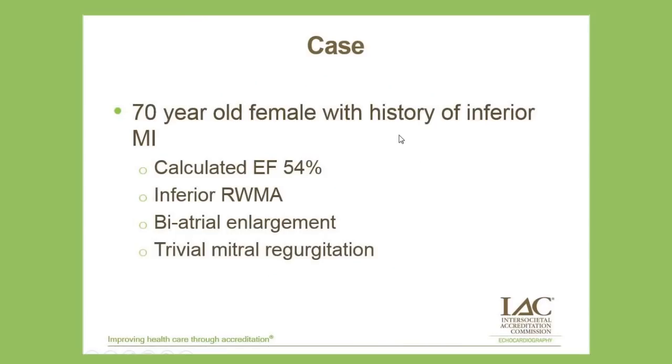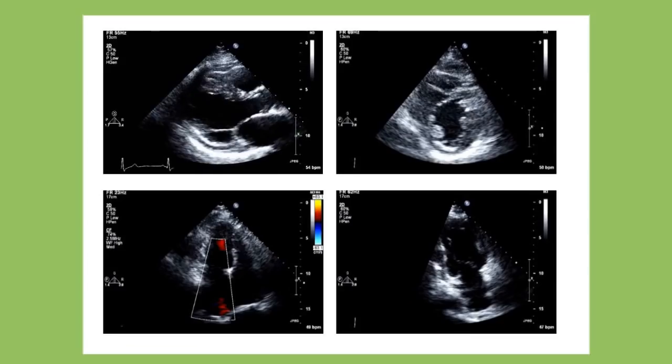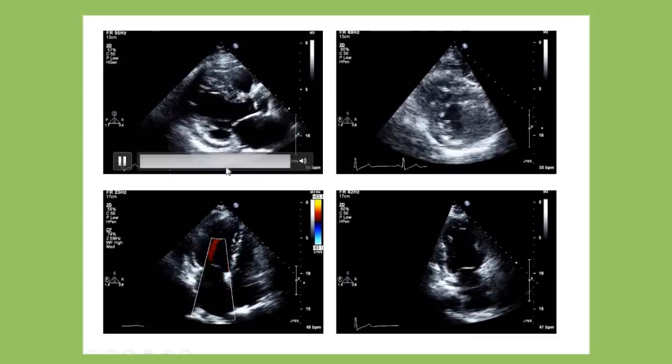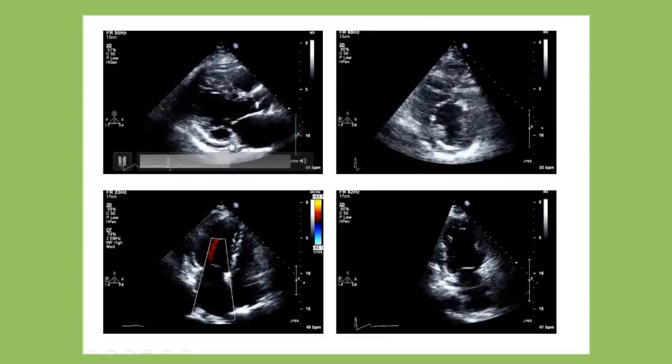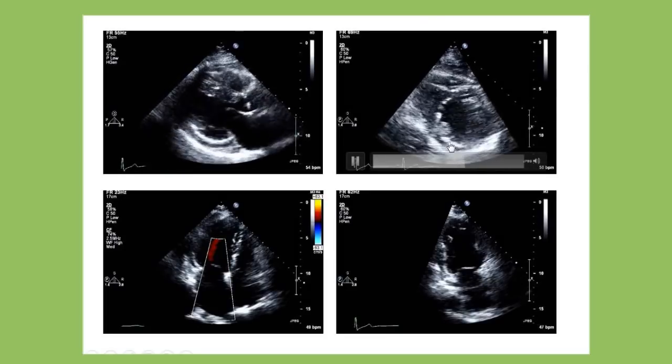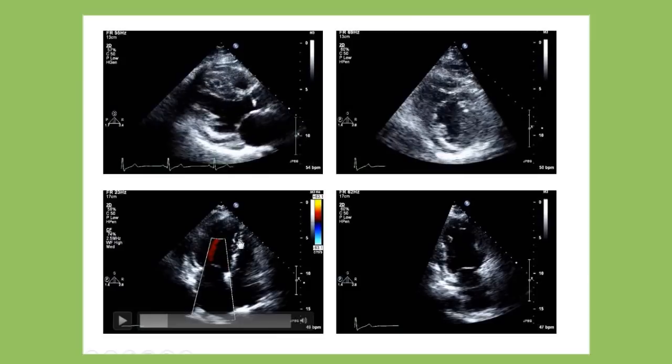This is a 70-year-old female with a history of an inferior MI. However, her calculated ejection fraction was 54%, so she has a preserved EF. She has an inferior regional wall motion abnormality, biatrial enlargement, and trivial mitral regurgitation. So taking a look at these images, you can see that she clearly has scar in the infralateral and inferior base up into the mid.